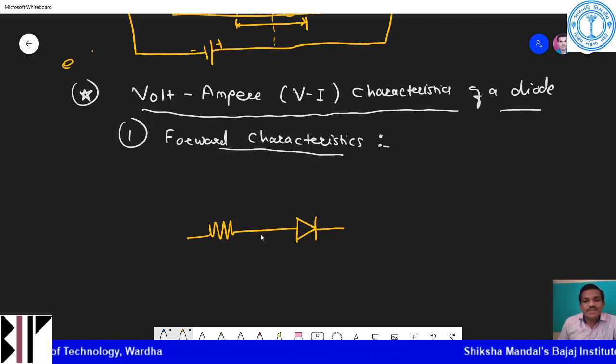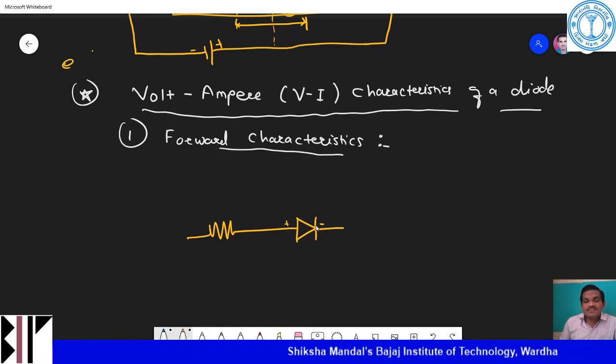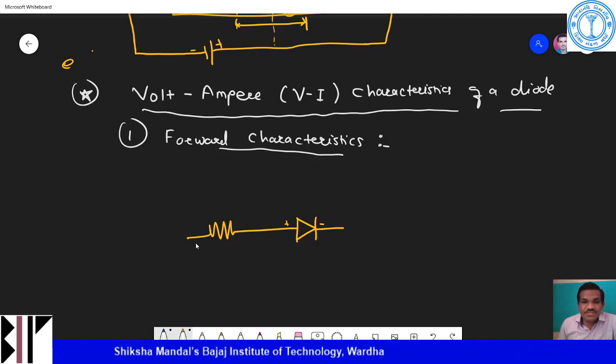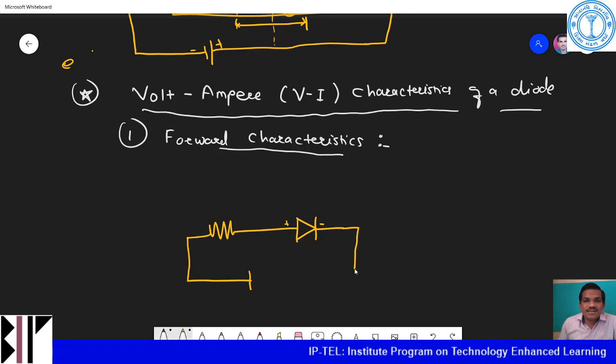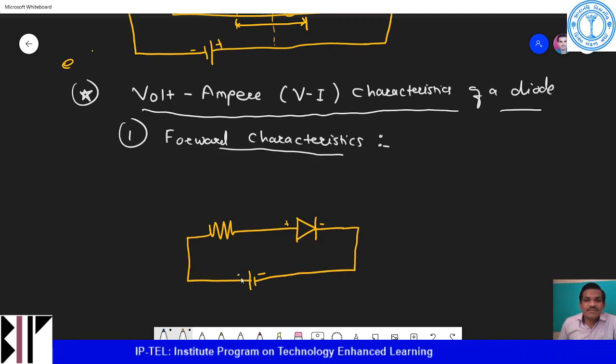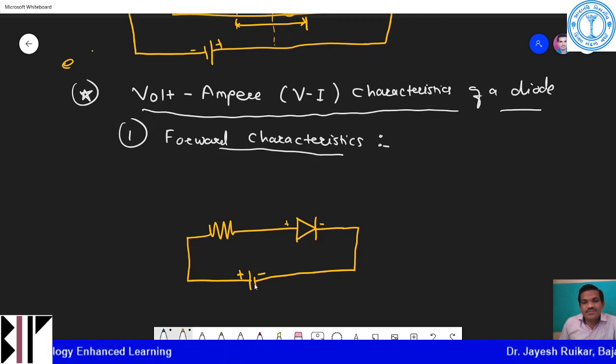This P side is positive, which I will mark in the symbols. So this is the positive side. The positive side I will connect with the positive supply of the battery, and this negative side I will connect with the negative supply of the battery. The long edge represents the positive of the battery, and the short edge represents the negative of the battery. And this is my R.